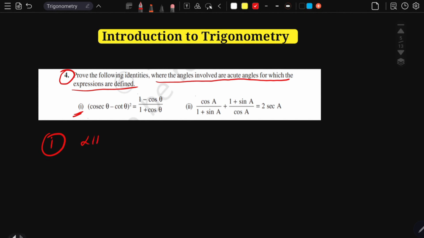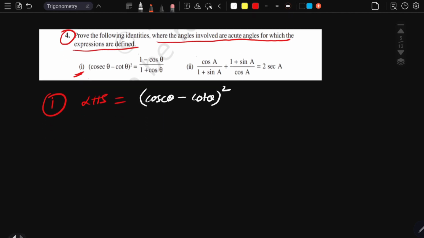So for that I am taking LHS. We clearly observe LHS is in the form of (cosecant theta minus cot theta) whole square. So cosecant theta we write as 1 by sin theta, minus cot theta we write as cos theta divided by sin theta. Together we have the whole square.